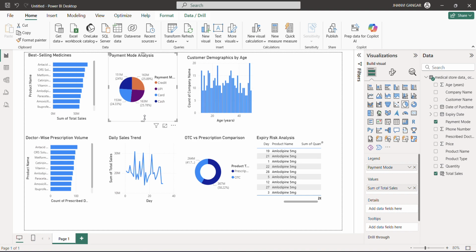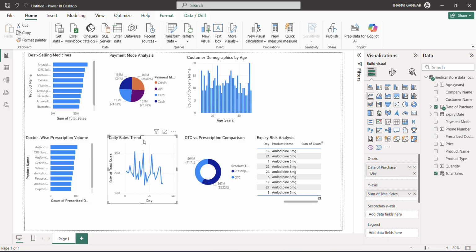This is very useful. So as we can see, 24% of their sales are done by cash, then 25.89%, which is approximately 26%, are done on credit. 25.78%, which is approximately 26%, is done by UPI mode, and the remaining 24.33% is done by card. So this helps in basically analyzing how the financial records are to be maintained and what the customers prefer more.